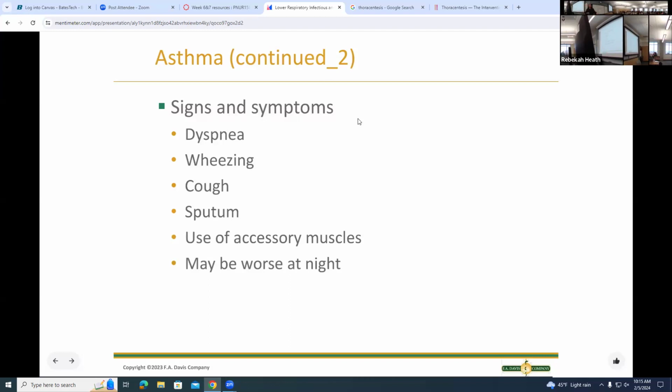So your signs and symptoms: you're going to be short of breath. They're going to be wheezing because of that constriction. A lot of times there can be a cough. Think about that bronchospasm that people have; it's going to cause a cough. It can be worse at night too, especially think of positioning as they're lying down. That can put more work on the lungs.